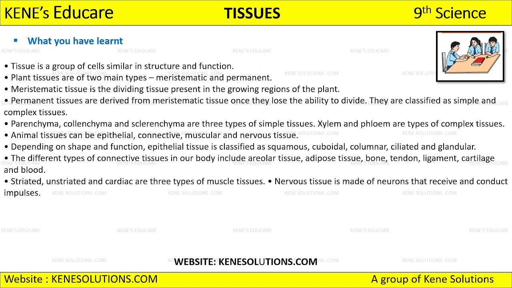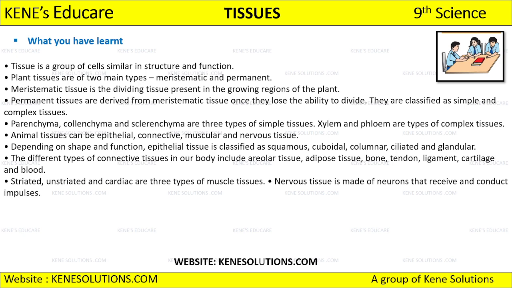Okay, so meristematic tissue is the dividing tissue that is present in the growing region of the plant. And permanent tissues are derived from meristematic tissue itself, right? Because once meristematic tissue loses its ability to divide, it gets converted to permanent tissue. So we can classify them as simple permanent tissue, and we have complex permanent tissue.